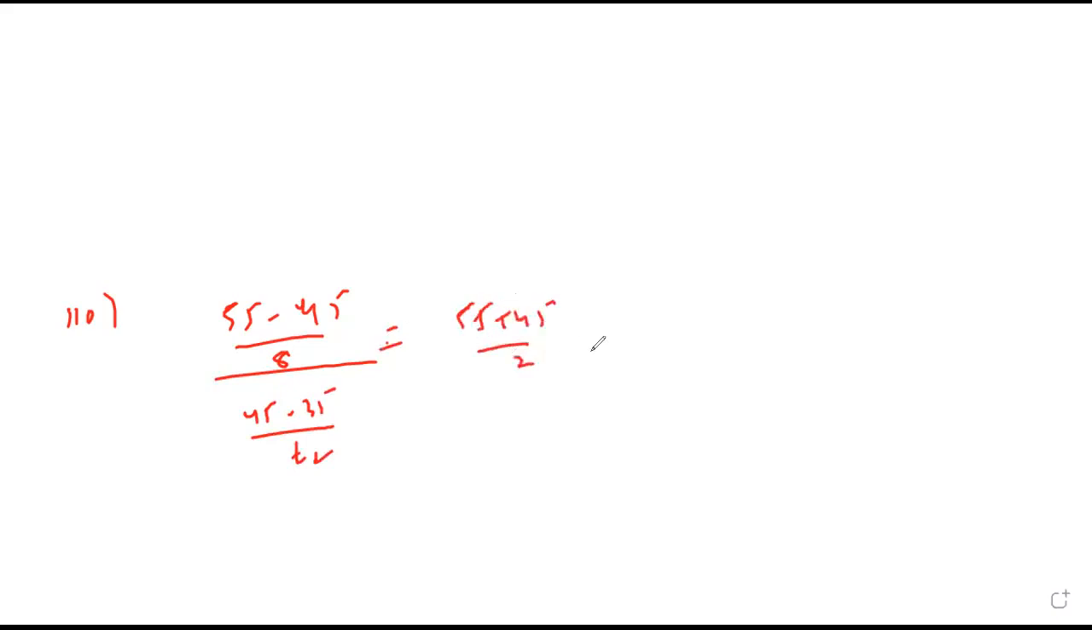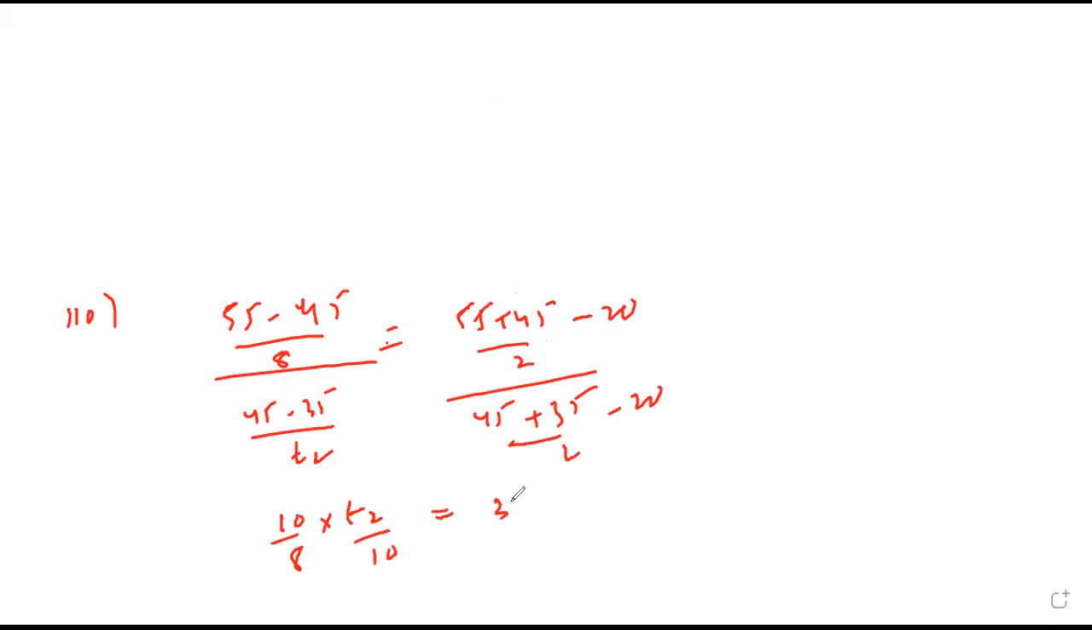110. It cools from 55 to 45 in 8 minutes. How much time will it take to cool from 45 to 35? So (55 plus 45) upon 2 minus surrounding temperature, which is 20. And (45 plus 35) upon 2 minus 20. So 10 upon 8 into T2 by 10 equals 100 upon 2, that is 50 minus 20 is 30, 40 minus 20 is 20, this is cancelled. So T2 becomes 24 upon 2 equals 12.